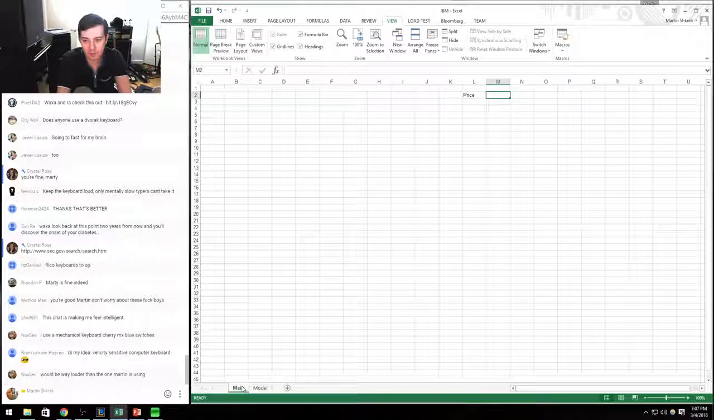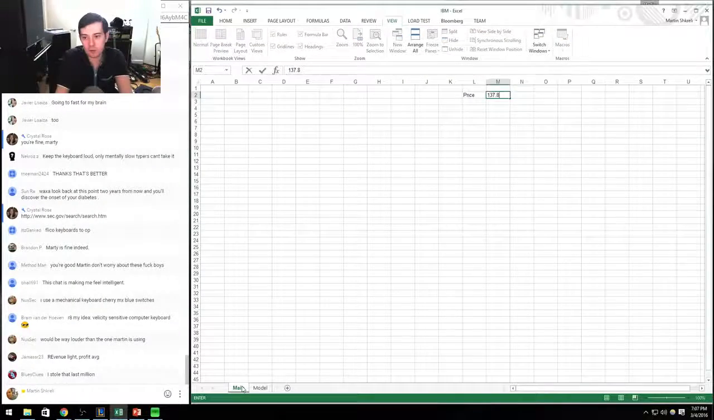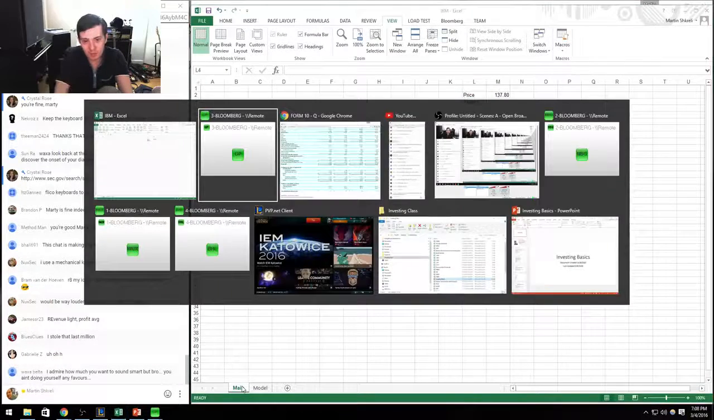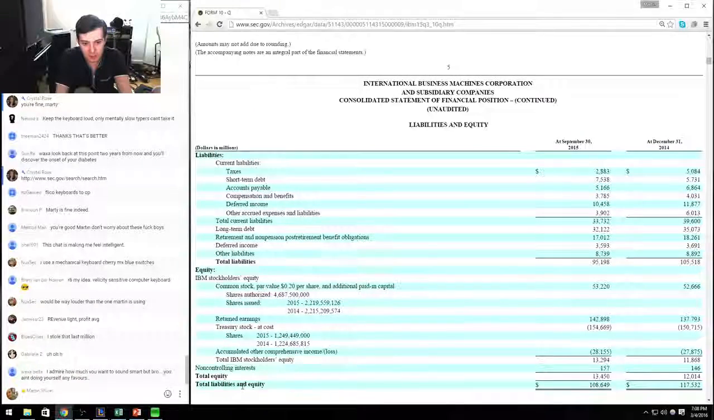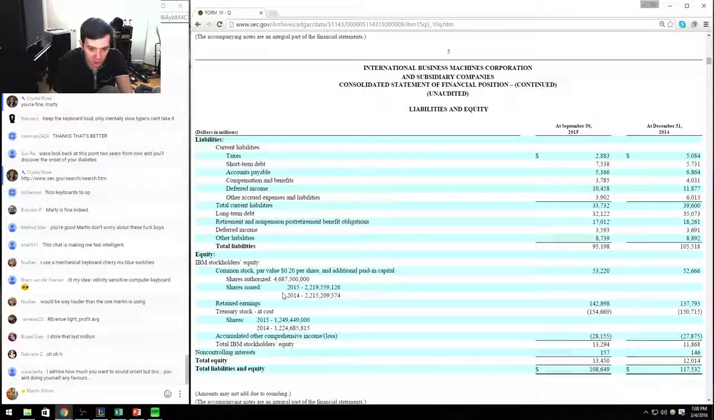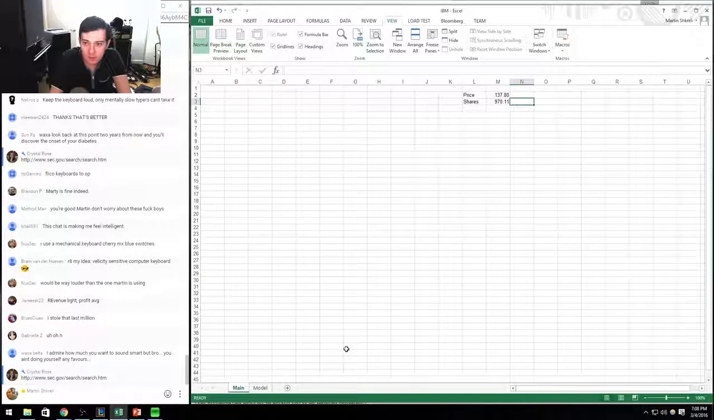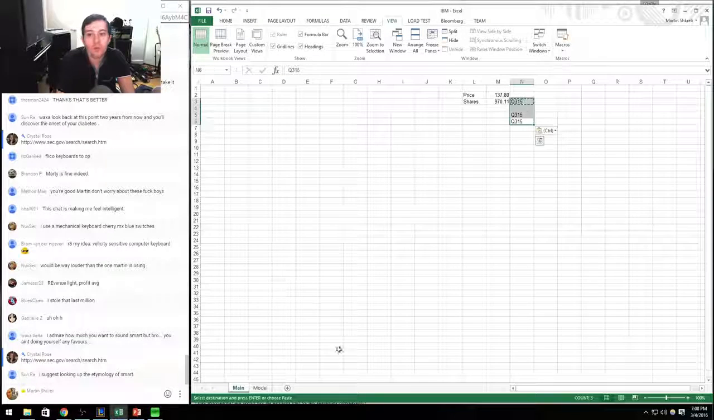What's the stock price of IBM? You can go to Yahoo Finance. I'm just going to go on Bloomberg because I have it open. Stock price of IBM is $137 per share. How many shares do they have outstanding? Well, it's on the first page of the 10Q, but it's also oftentimes in the balance sheet. Here it is, where they have 2.2 billion shares issued and 1.2 billion shares in their treasury that they've bought back. So you have to subtract those two, and you get 970 million shares outstanding, at least as of the end of Q3 15.